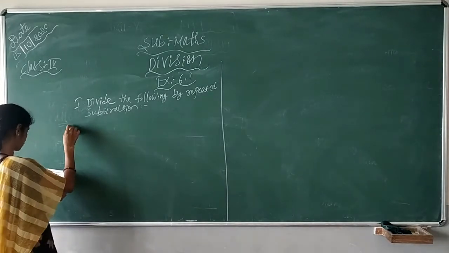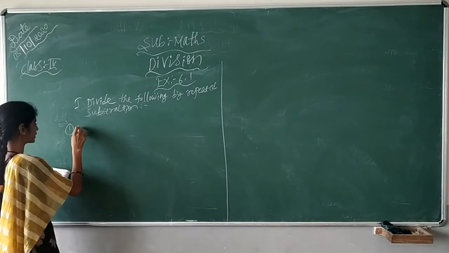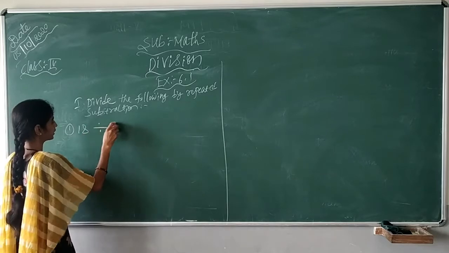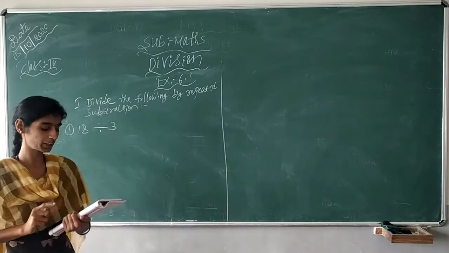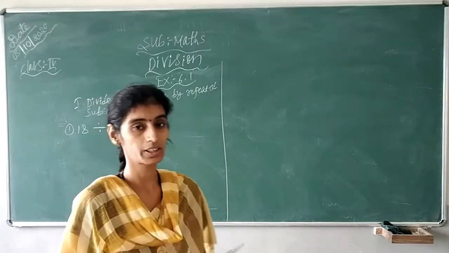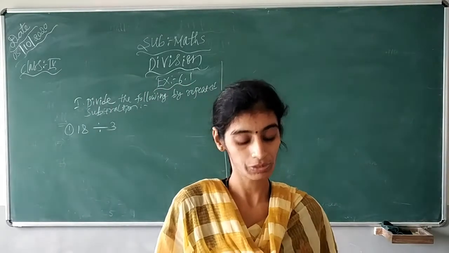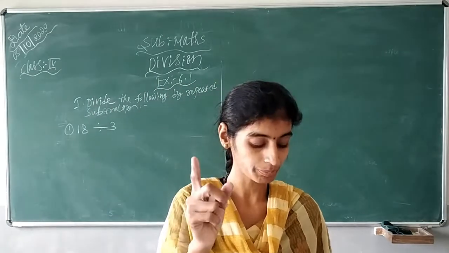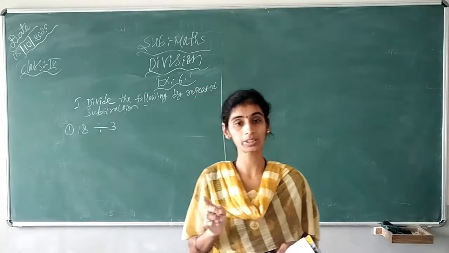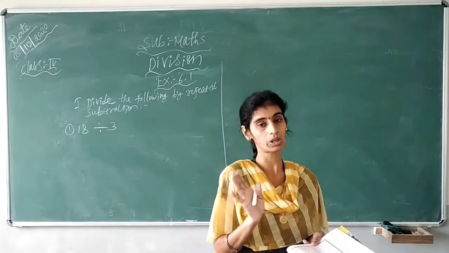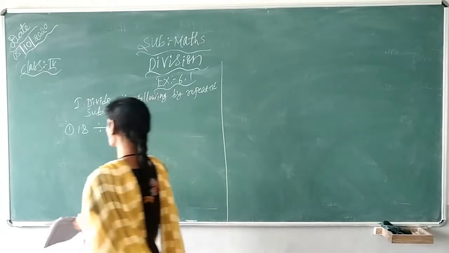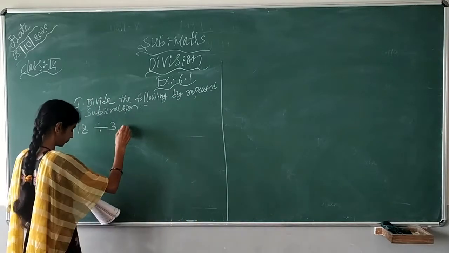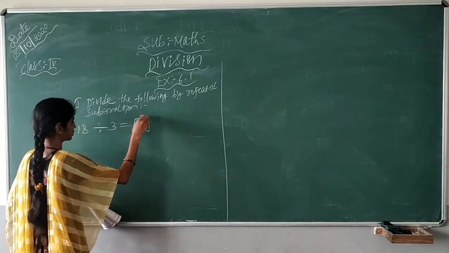Now, question number 1. What is it? 18 divided by 3. One example is already given and solved, so now we will move directly to question number 1, which is given in the box, children. Please write it neatly, stepwise, in your classwork book. So 18 divided by 3 equals how much?